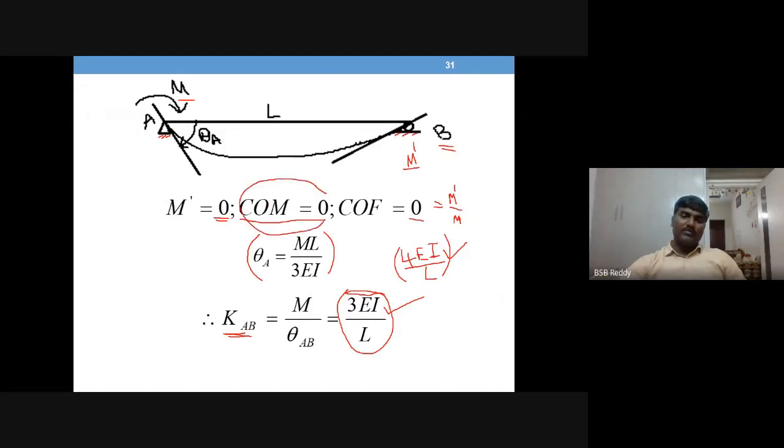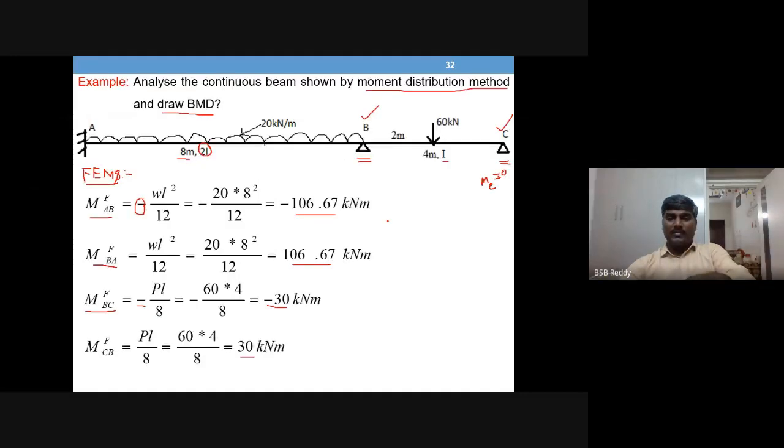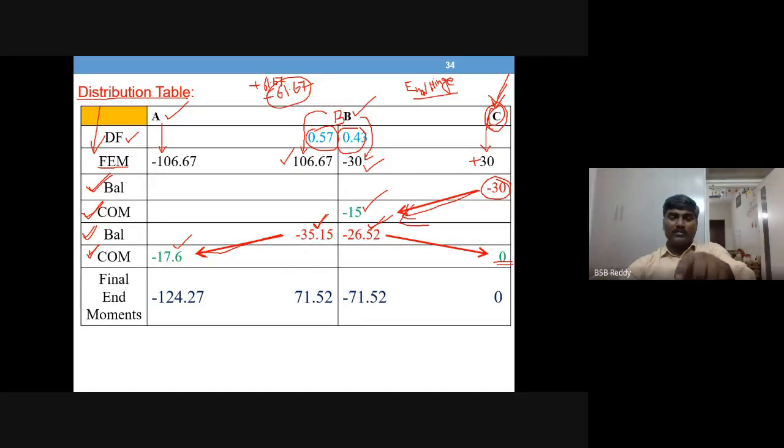What is the carryover moment if the far end is a hinge? You are applying some moment M here, but the far end is a hinge. So the carryover moment value is zero. Same case here. At B, near end, where you are applying minus 26.52, the far end is a hinge, so carryover moment is zero. So draw an arrow, write zero there. So don't be mistaken, don't take half value there. If you take half value, you are making a mistake, right? So the total moment at C is zero. And the total moment at B is balanced, and it is also zero. Okay. Right.